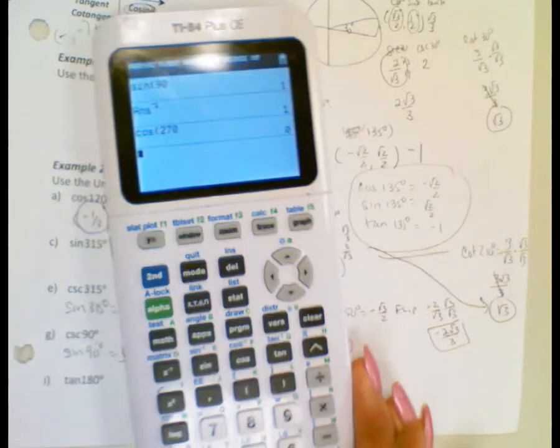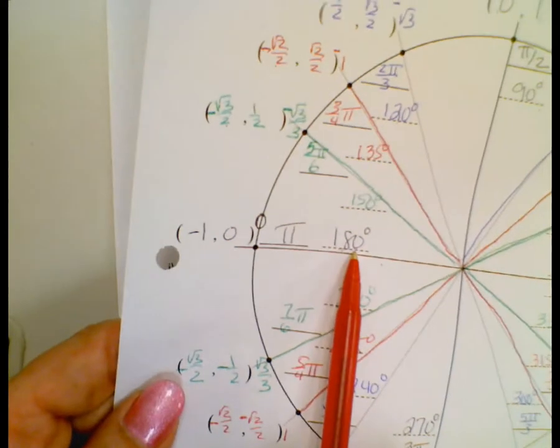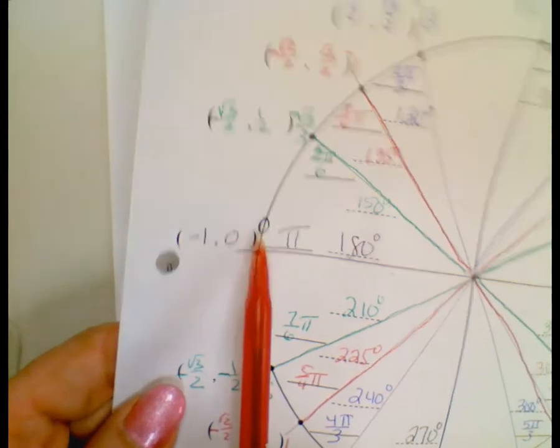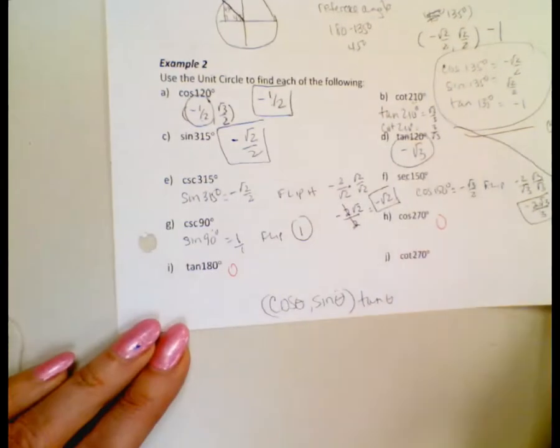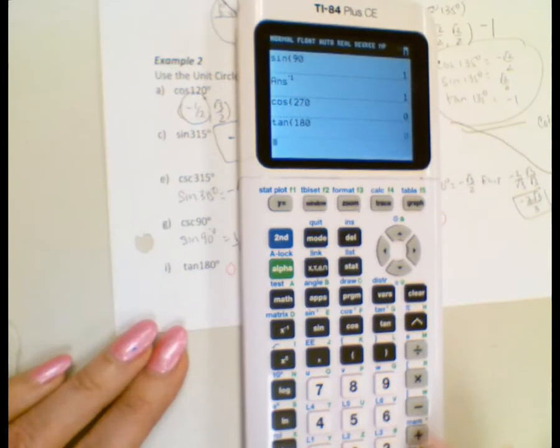The ones that don't give you radicals, you can check on your calculator. Tan of 180. Here's 180. The tan of 180 is 0. That means your calculator will give you that answer. Tan of 180, 0.